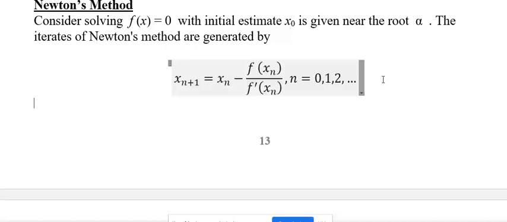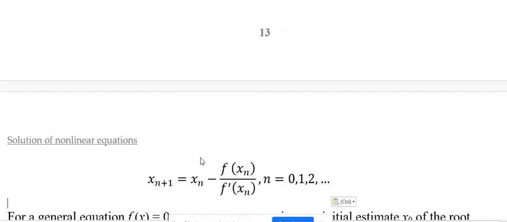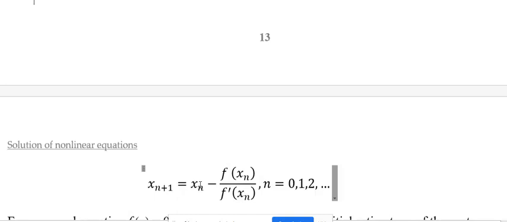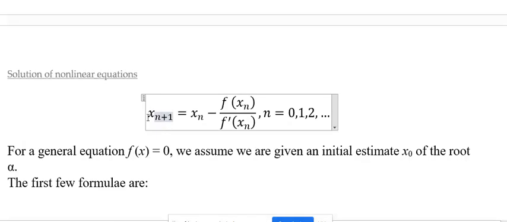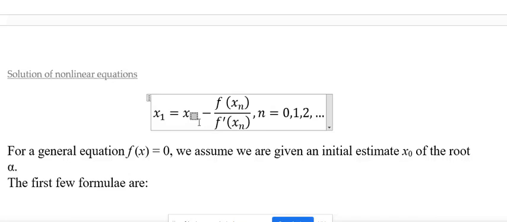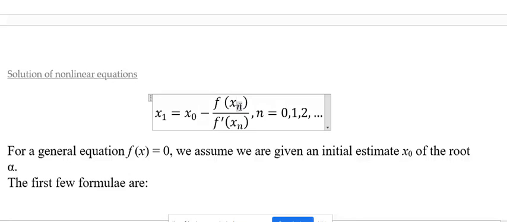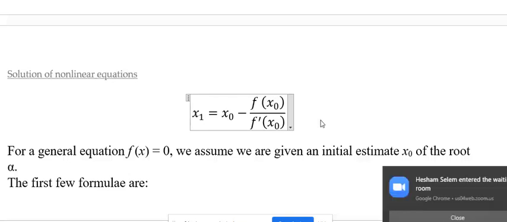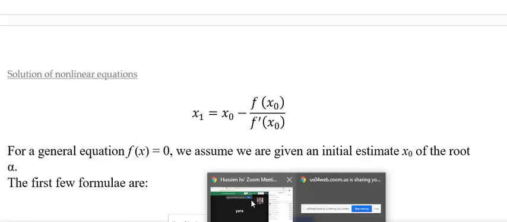In the first step we have x naught given. If we have x naught given, then we evaluate x1. We put in this formula n equals 0, so we have x1 equals x0 minus this fraction, f of x0 on top and the derivative at x0 below. This is the first value of the root, the first estimate for the solution.